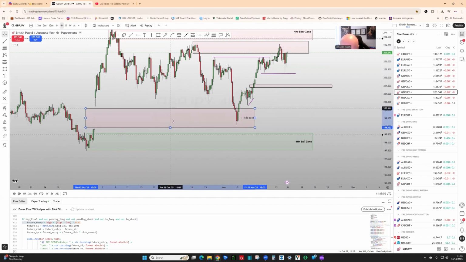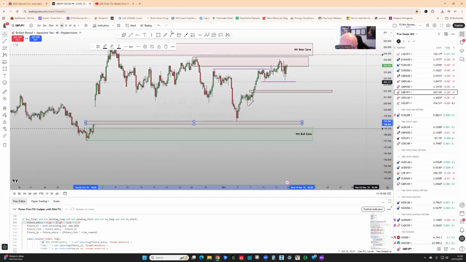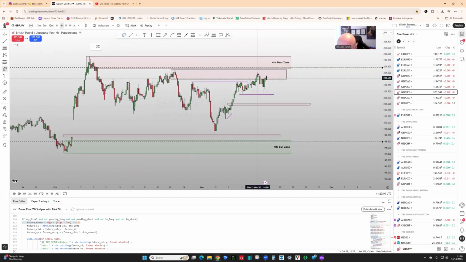So if I minimize that down to that wick and this here, we do have some unfinished business here. Will we mess around in here, maybe get a tap up into here, a tap down into this, which fulfills, and then depending on what the drive is from this high to this low, maybe tap into another fair value gap, and then come back in and tap into where the gap was left in the market.